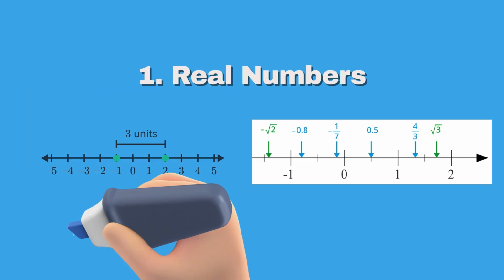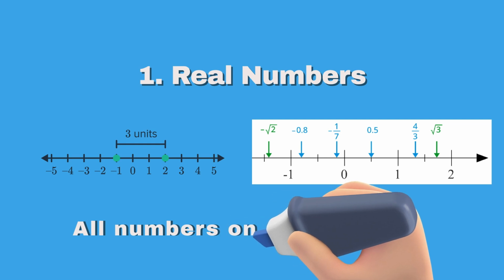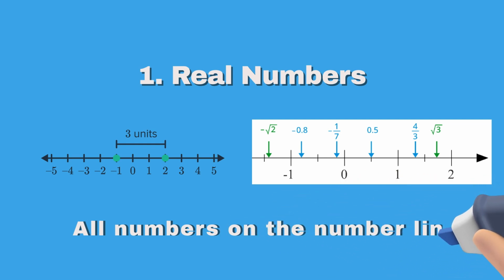Real numbers include all the numbers we can find on the number line, including both positive and negative numbers, fractions, and decimals. Examples include 2, negative 5.5, 3/4, and the square root of 2.